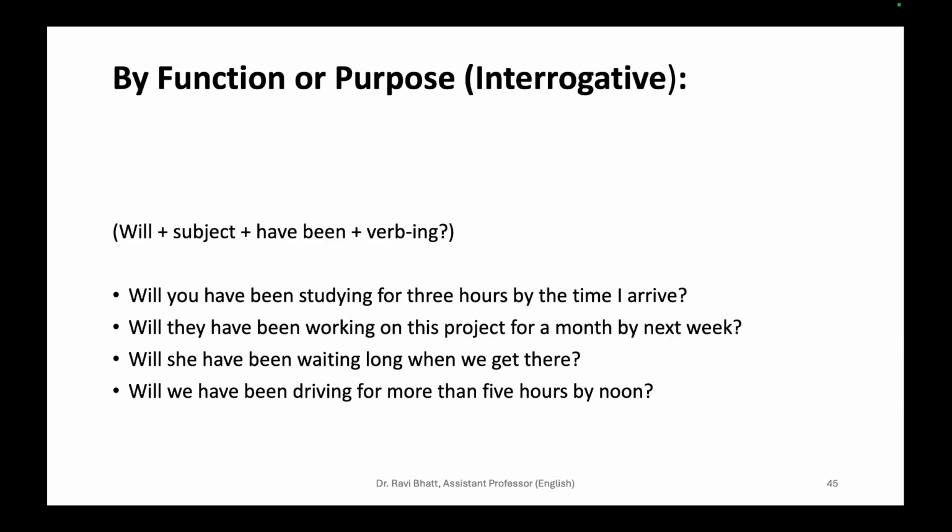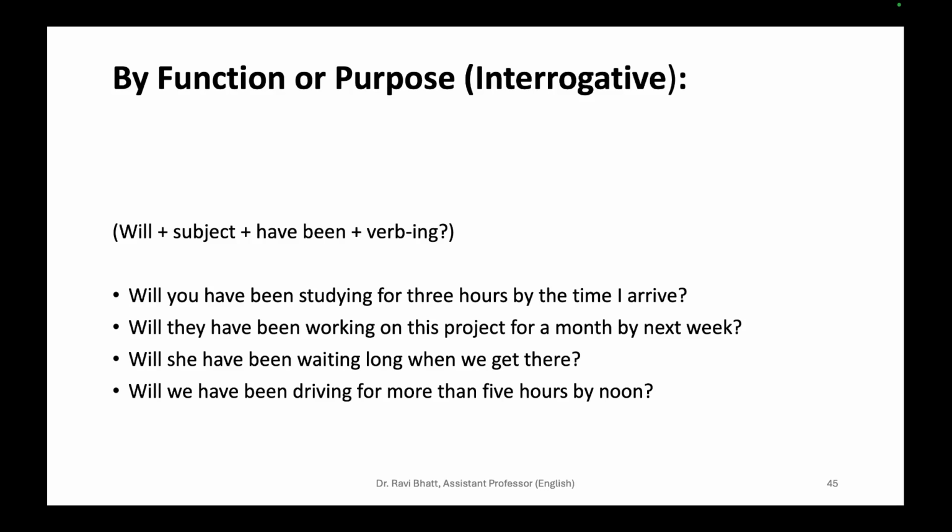Okay. In the very same way, let's go for the interrogative sentences. Will plus subject plus have been plus verb, ing form. Will you have been studying for 3 hours by the time I arrive? Or will they have been working on this project for a month by next week? Or will she have been waiting long when we get there? Or will we have been driving for more than 5 hours by noon?